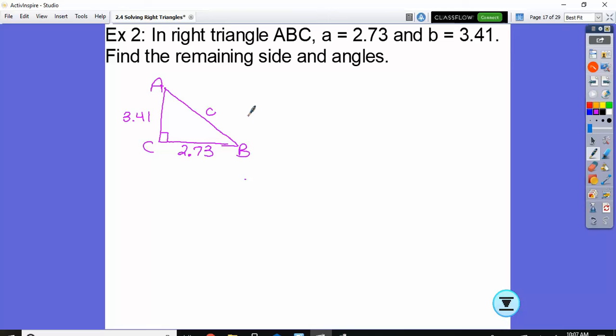Let's start with our side. How could I find that if I know two sides? Pythagorean theorem. A squared plus B squared equals C squared. So I'm just going to type this in: 2.73 squared plus 3.41 squared. To get rid of a square root, typically we would need plus and minus, but if we're talking about a triangle, we can't do a negative.